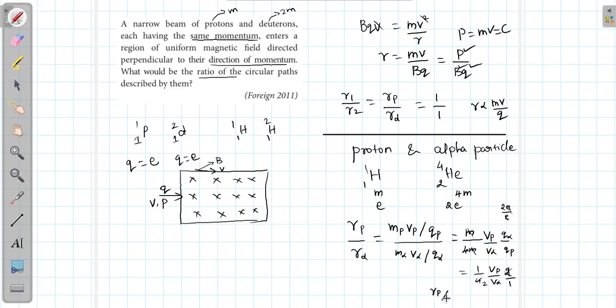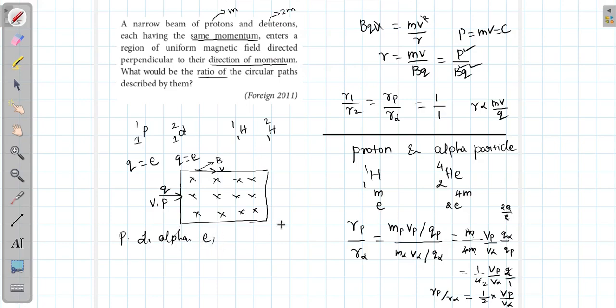Therefore, R proton divided by R alpha equals 1 by 2 times the velocity of proton to the velocity of alpha. So it depends on velocity. We don't know the value of velocity. That's all. So this is the way to approach the problem. They may change any quantity. Usually they go for proton, deuteron, alpha, sometimes electron.